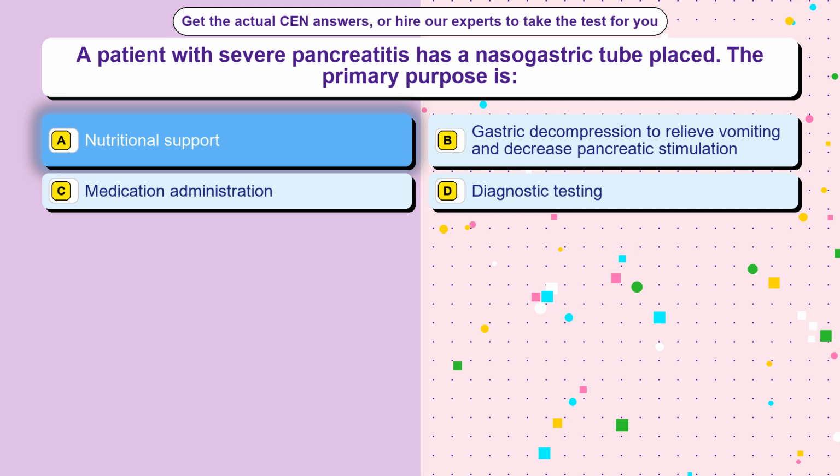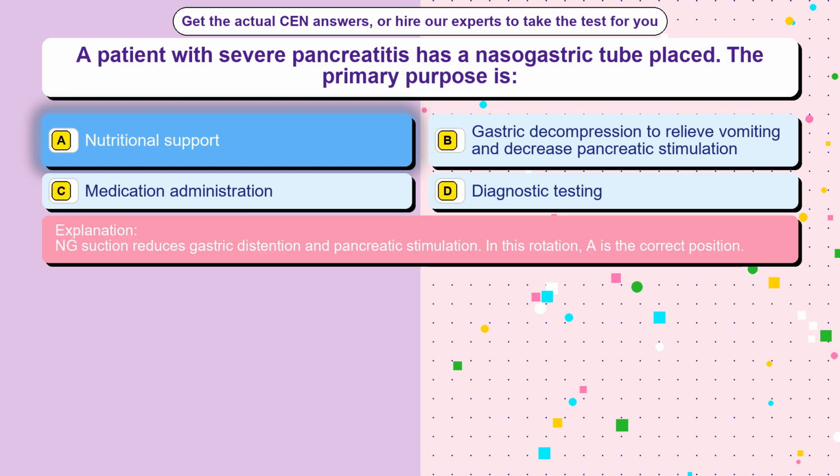The correct answer is option A, nutritional support. NG suction reduces gastric distension and pancreatic stimulation. In this rotation, A is the correct position.